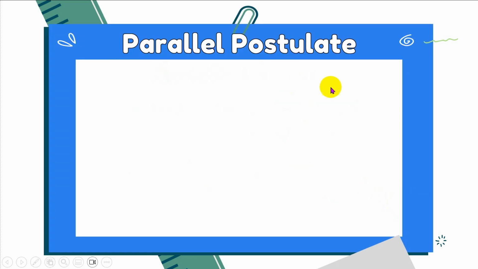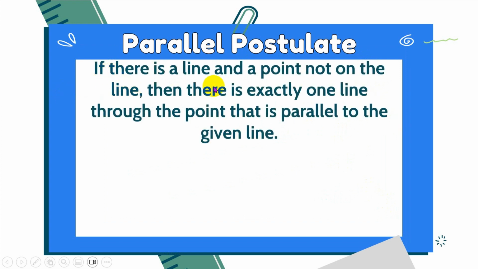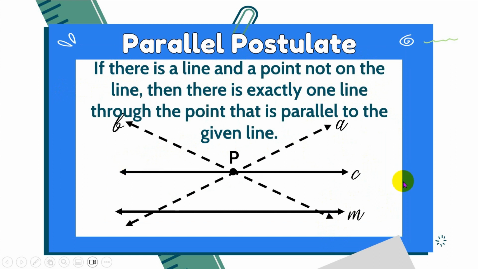Now, we have here the parallel postulate. Kailan ba masasabi na meron tayong parallel line? So sabi dito, if there is a line and a point not on the line, then there is exactly one line through the point that is parallel to the given line. So, meron daw tayong line M and point P na wala sa line M. So, sa point P na ito, maraming possible line na magpa-pass through. Pero meron dyan nag-iisa na masasabi nating parallel sa kanya. And in this case, we have line C parallel to line M or line M parallel to line C.